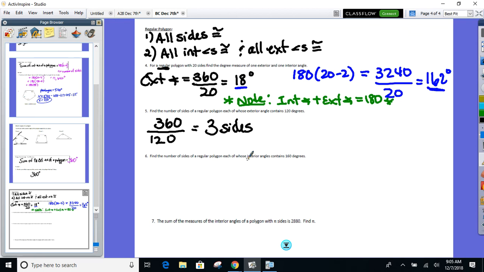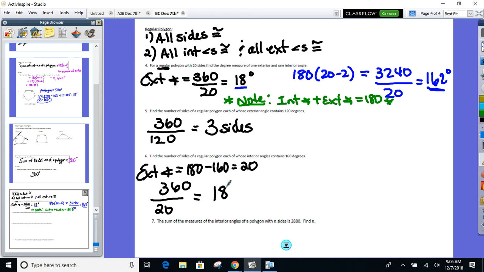What do you got, Orion? There's an idea. Hey, if 160 is the interior, what's the exterior? 20. And we do know what they all add up to. All right, so find the exterior angle, which will be 20. And what do all those exteriors add up to? 360. So I can take 360 divided by that exterior, just like I did in number 5. And that'll tell me I'll have 18 sides.